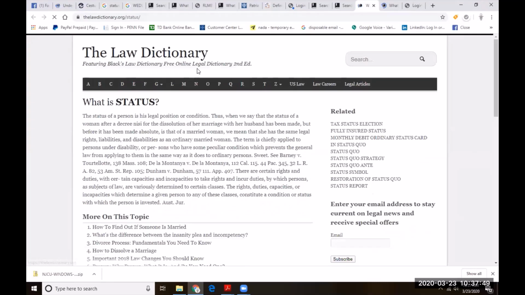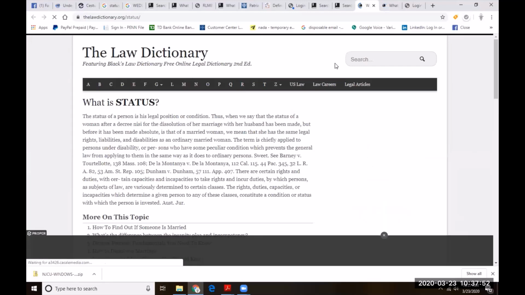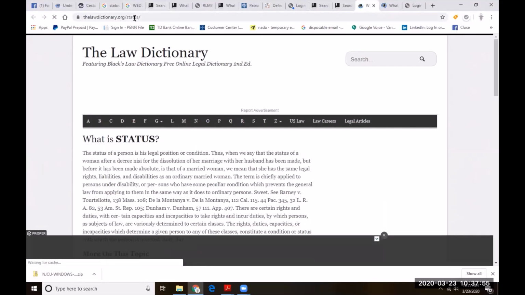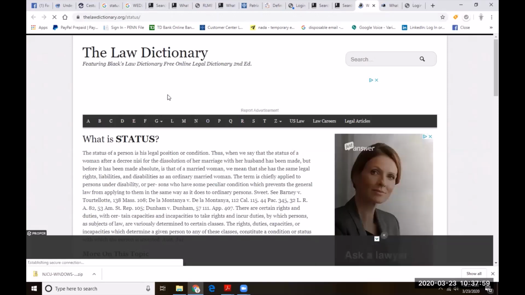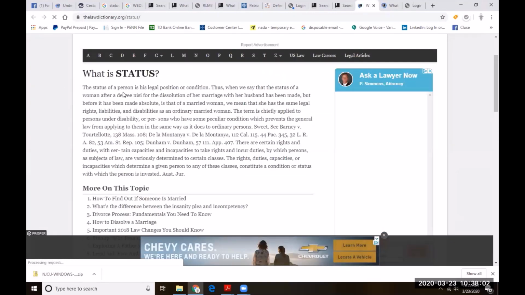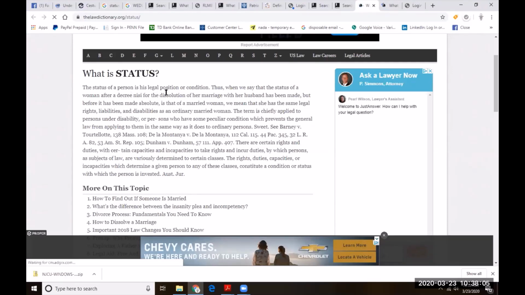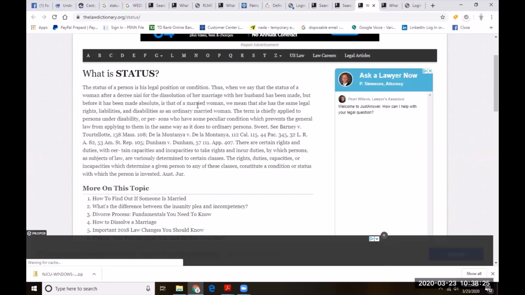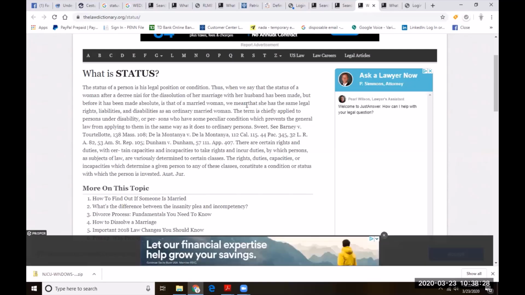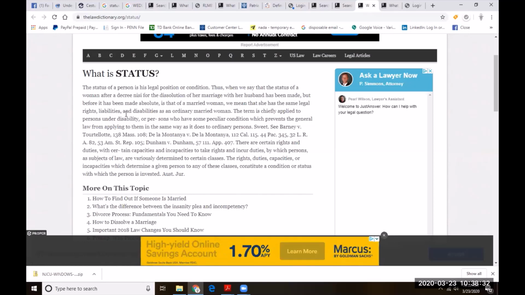This is the lawdictionary.org, second edition. It's an online version. If you go to the lawdictionary.org, it'll automatically take you to this second edition of Black's Law Dictionary. Now, what is status? The status of a person is his legal position or condition. Thus, when we say that the status of a woman after decree nisi for the dissolution of a marriage, that would be divorce decree, with her husband has been made, but before it has been made absolute, is that of a married woman. We mean that she has the same legal rights, liabilities, and disabilities as an ordinary married woman.